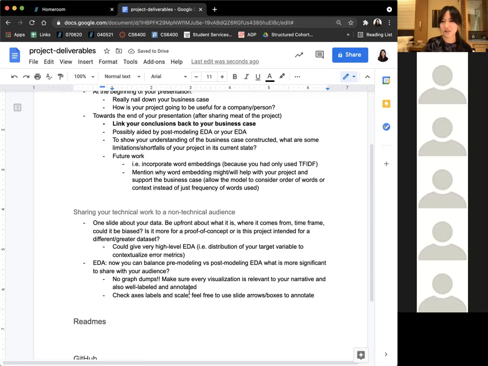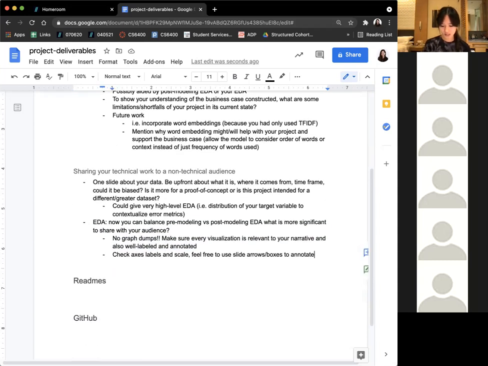I will say for the capstone, because people already have so much to say about their project, usually I don't see a lot of graph dumps, but again, I just wanted to make sure. Don't throw in the distributions of all your features, because a lot of it's not going to be relevant. All right. Any questions before we move on to modeling?